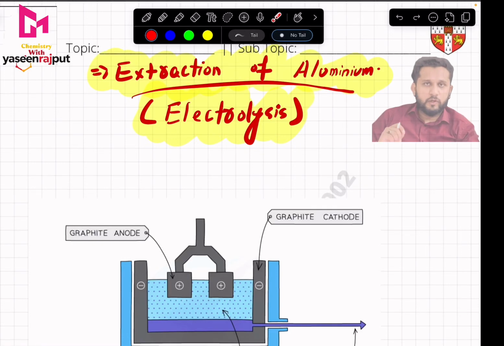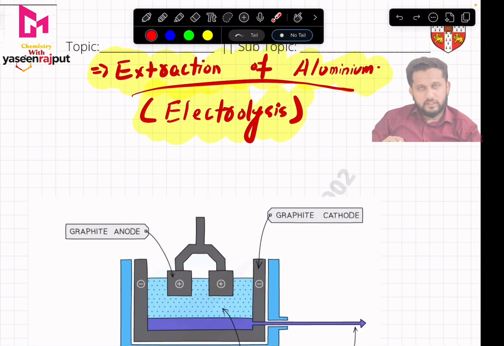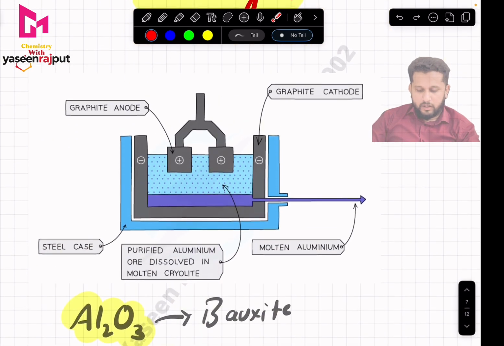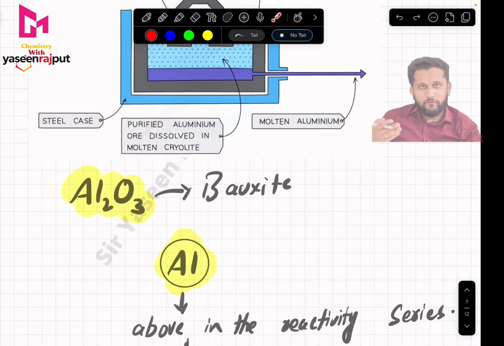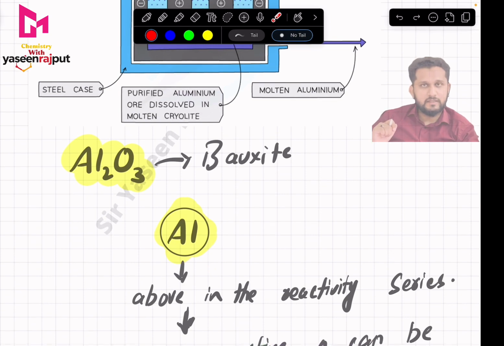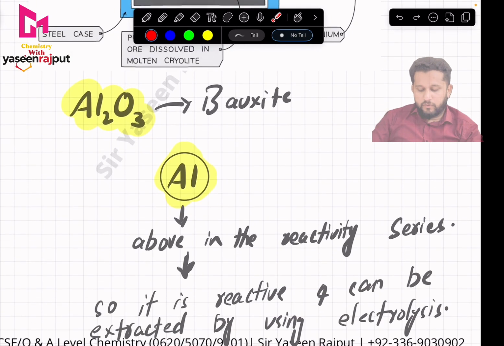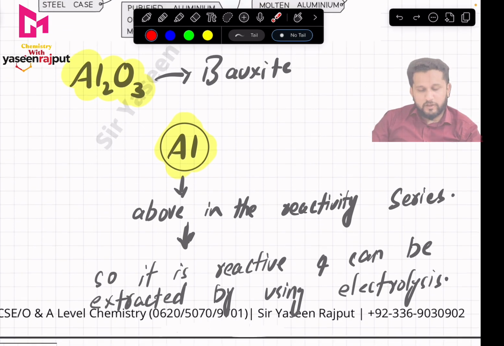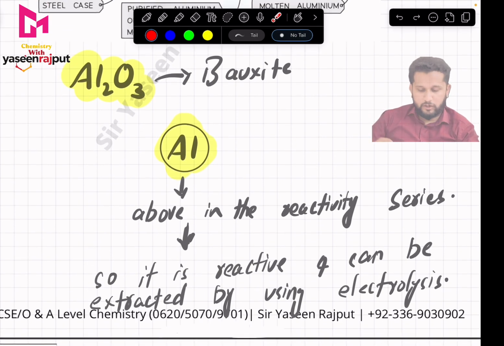In this video, we will look at how aluminum is extracted by using electrolysis. So our topic's name is extraction of aluminum by using electrolysis. Before studying this topic, you must know electrolysis, and you also know that aluminum is above carbon in the reactivity series. So it can definitely be extracted from its ore by using electrolysis.